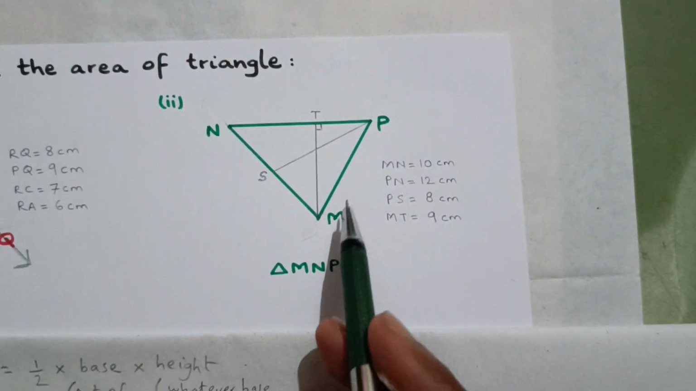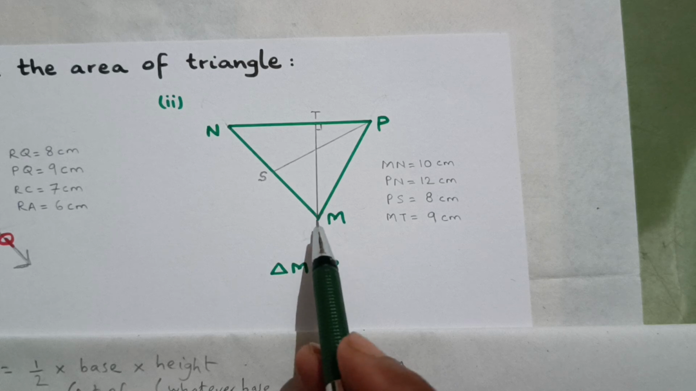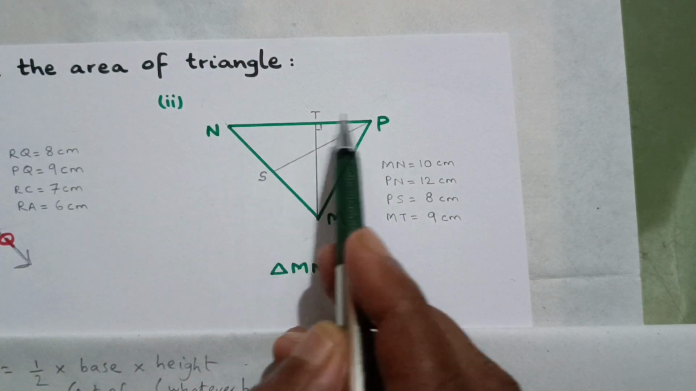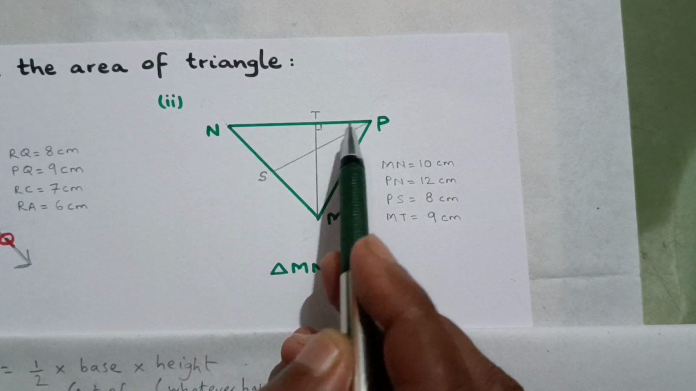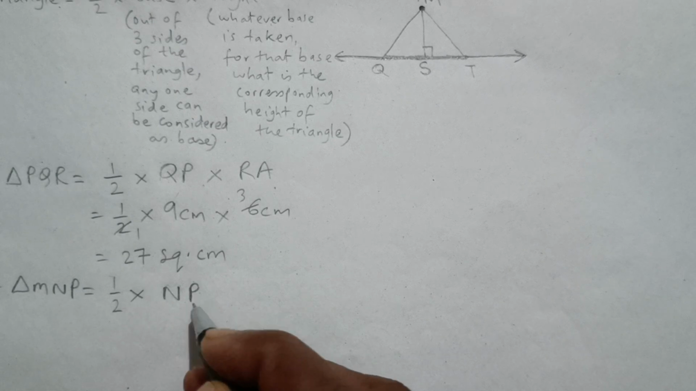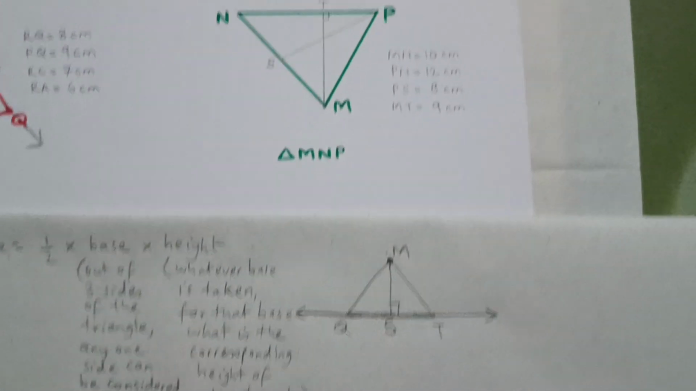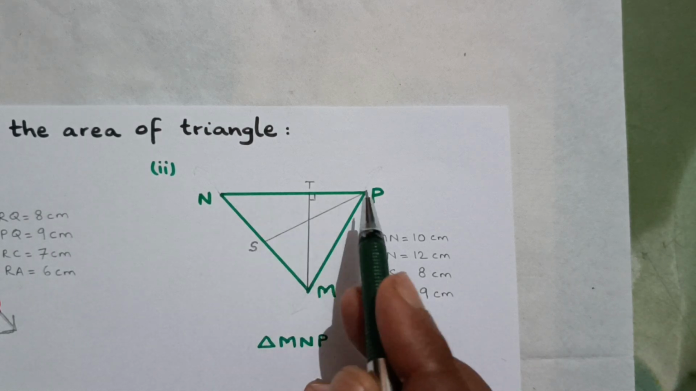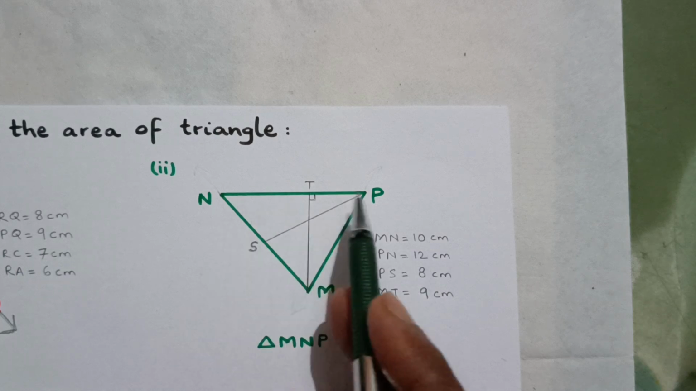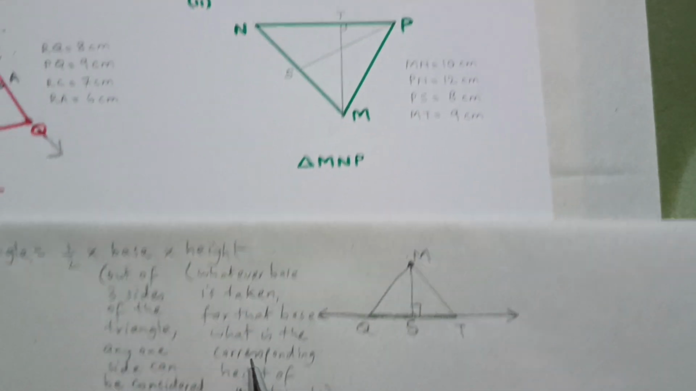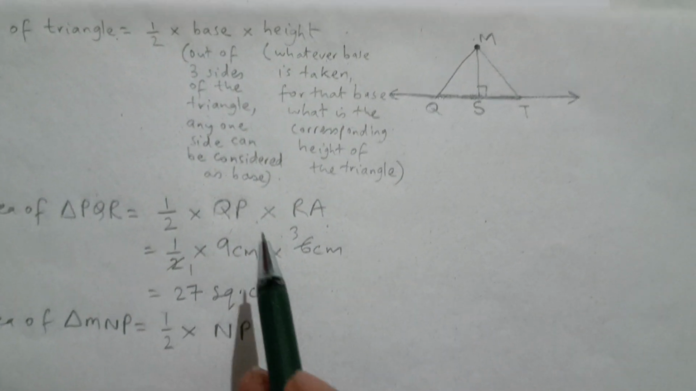So I can't take PM as the base, I can't take MN as the base. So I'm left with side NP. So I will take NP as the base. So NP is now my base. Is the measure of NP given to us? Yes, PN is equal to 12 centimeter. So the measure of NP is 12 centimeter. The measure of NP is given to us. So I can take NP as the base.